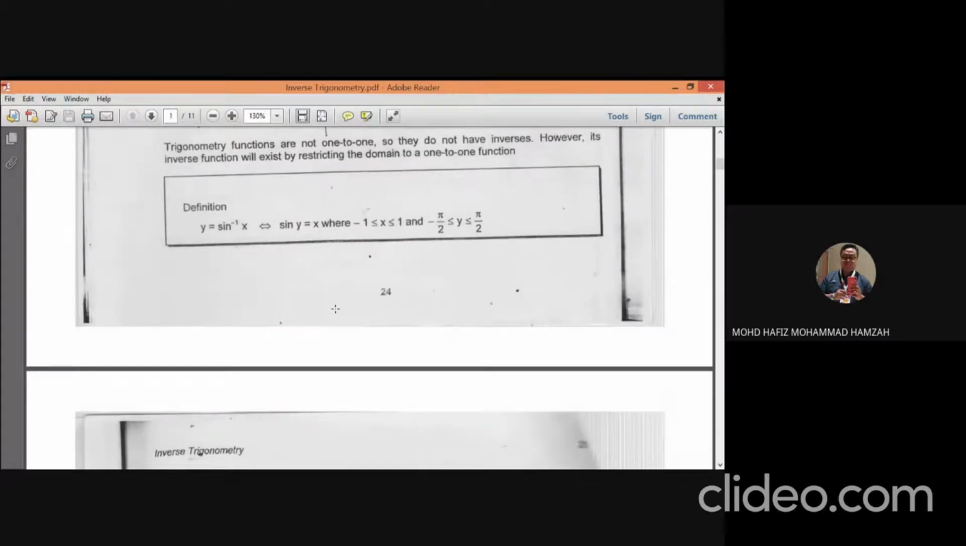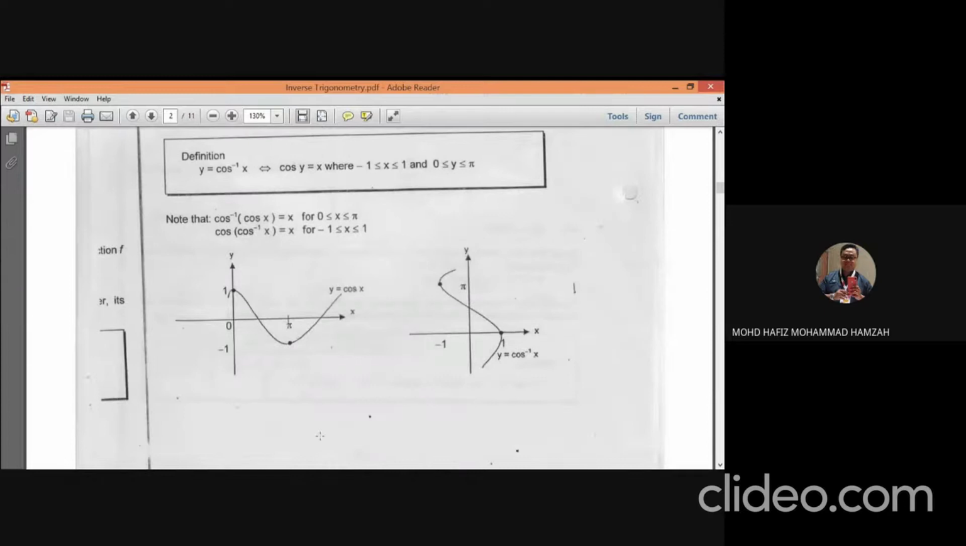These are for the sine. y equals sine inverse if and only if sine y equals x, and the domain and range is changed. For the graph of cosine, these are the graph for cosine. The original domain is from 0 until pi, and the range is from minus 1 to 1. So when we plot the inverse, we will get this one. So the domain is from negative 1 to 1, and the range is from 0 to pi.